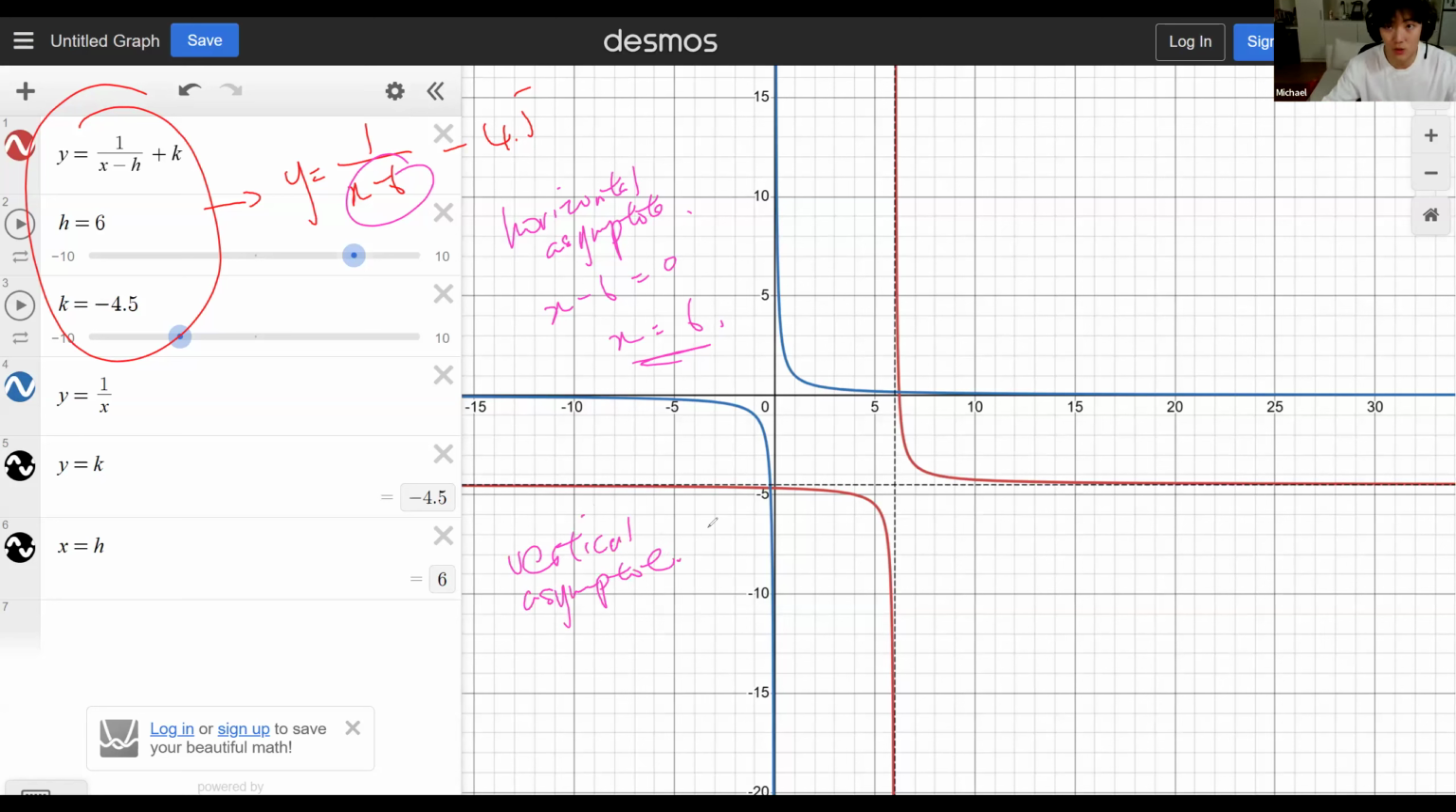When x gets super large, what happens? When x approaches infinity, your y approaches what? When x approaches infinity, this term goes to 0. 1 over infinity, 1 over a huge number, is 0. So your y is just negative 4.5.